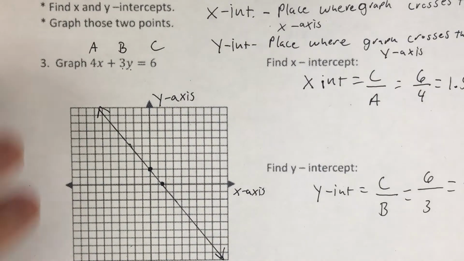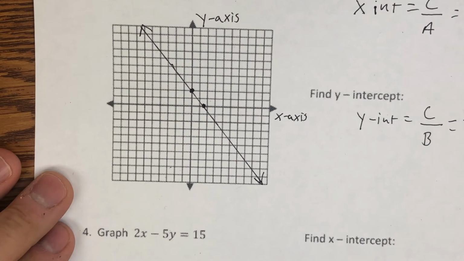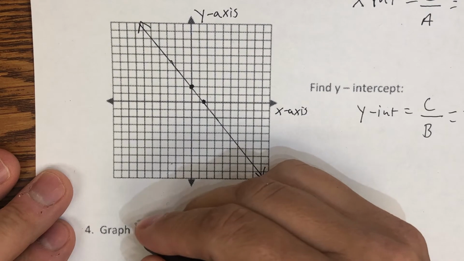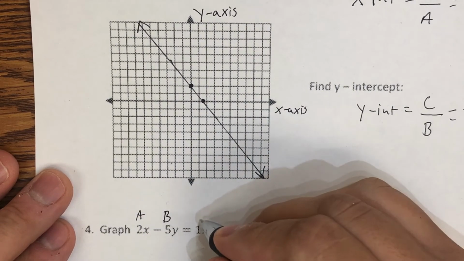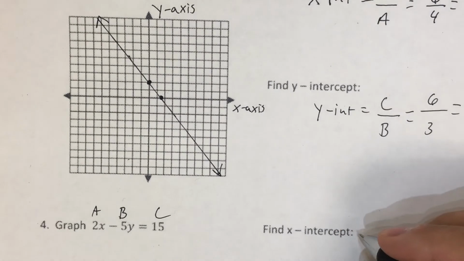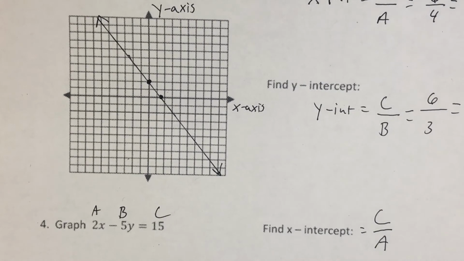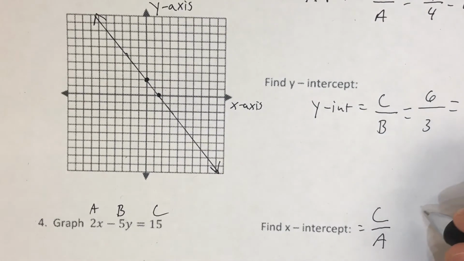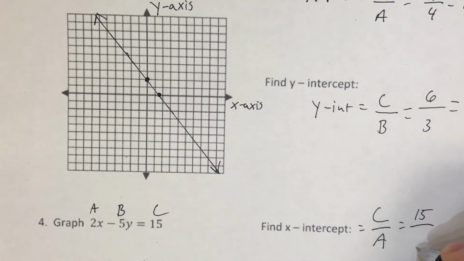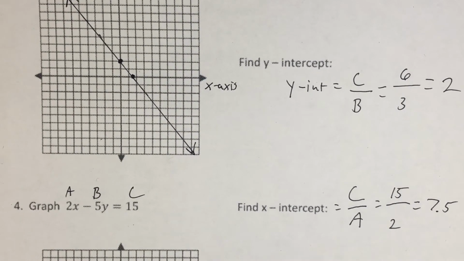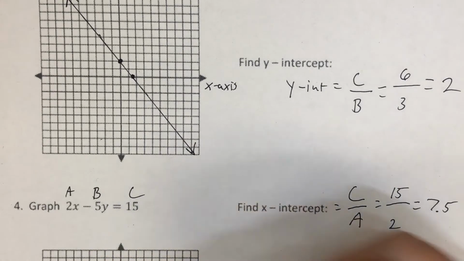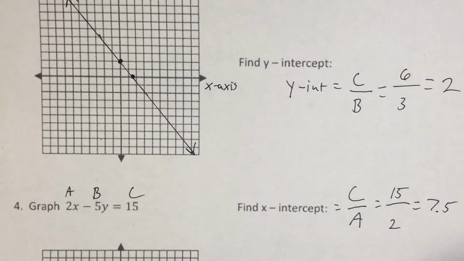Next example, again, we're going to identify A, B, and C. So 2x, so that's A. B, the constant by itself. The x-intercept is found by taking c over a, and the y-intercept is c over b. Okay, so c over a, 15 divided by 2 is 7.5. Y-intercept, c over b, is 15 over negative 5, which is negative 3.